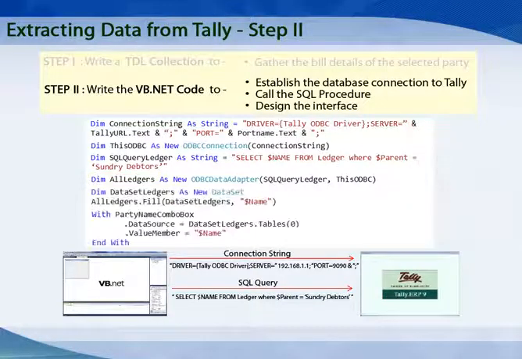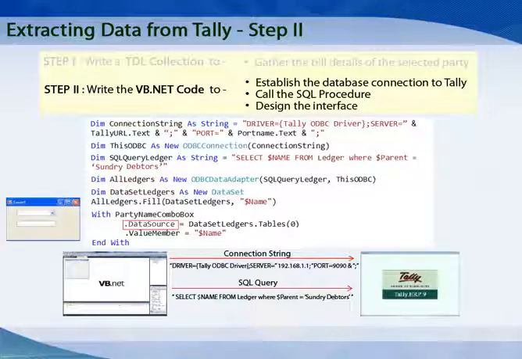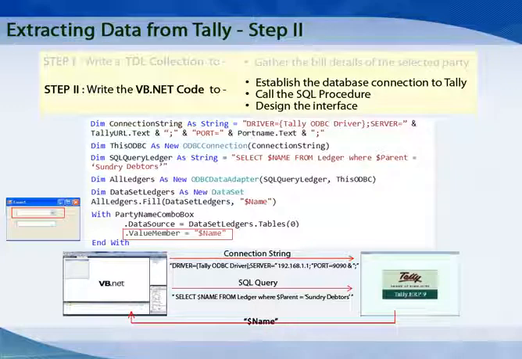A new data structure or class DataSetLedgers is created and the method $name is filled from the object all ledgers. Then, the data source for the combo box is set appropriately. The value in the value member will be displayed in the combo box party name combo box.